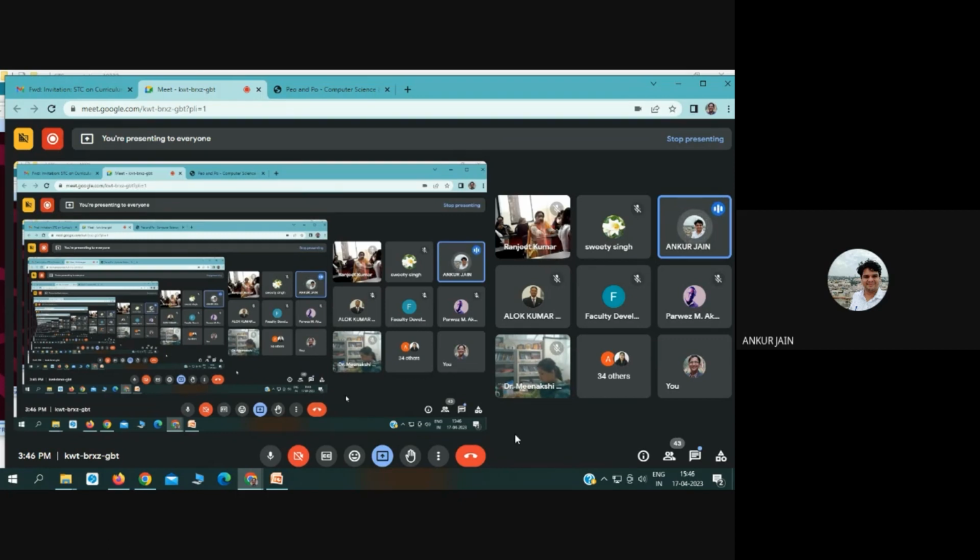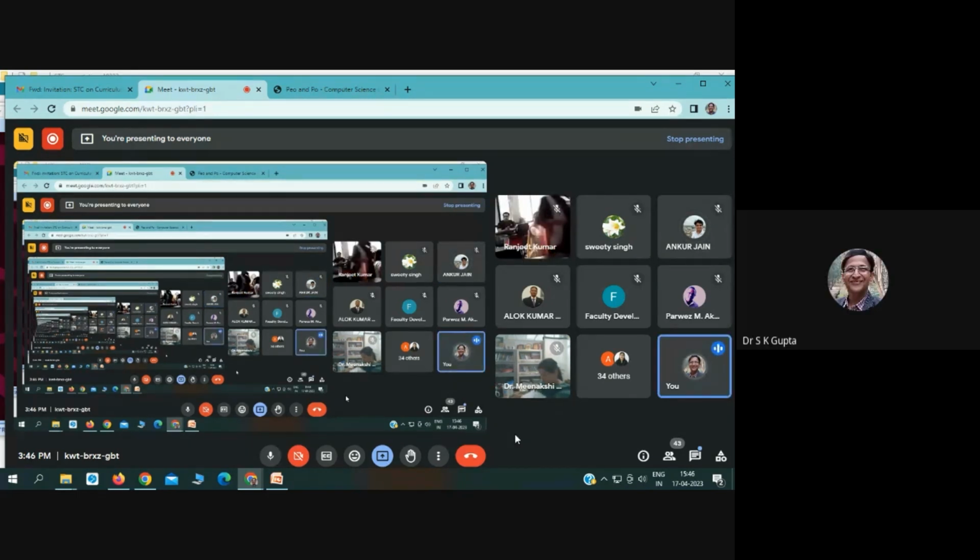That is my experience, and it is very opportunistic for the students, and not only for the students but for the teachers also, because they will learn parallelly and they will enhance their knowledge as well. So it is very beneficial, I think. Okay, very good. Thank you, Mr. Ankur Jain, because we were discussing this during the session also.